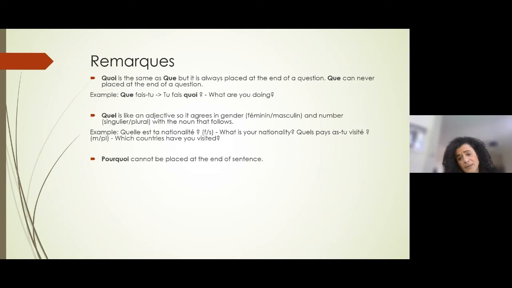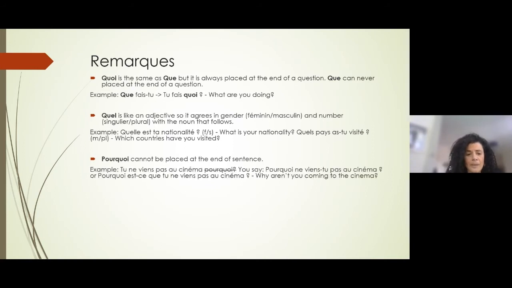Quoi cannot be placed at the end of a sentence. Example, tu ne viens pas au cinéma, pourquoi? This doesn't work, it's incorrect. You say, pourquoi ne viens-tu pas au cinéma? Or, pourquoi est-ce que tu ne viens pas au cinéma? So you have two possibilities with pourquoi. Either you have the inverted question, where you invert the verb and the subject, or you have the est-ce que question, but you can't have the question where you place your interrogative pronoun at the end.